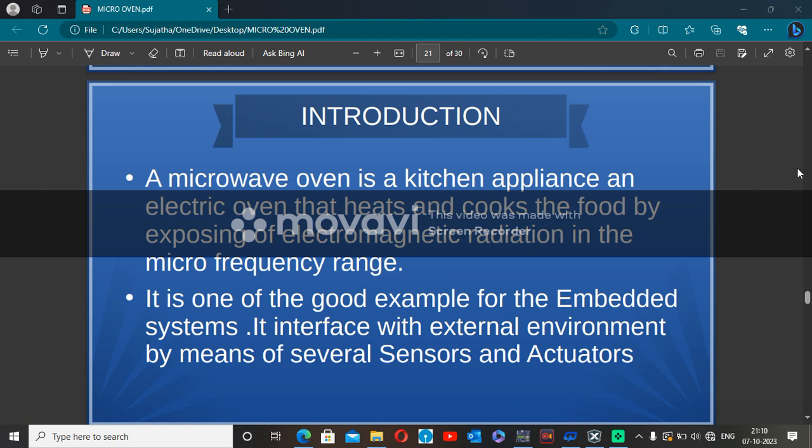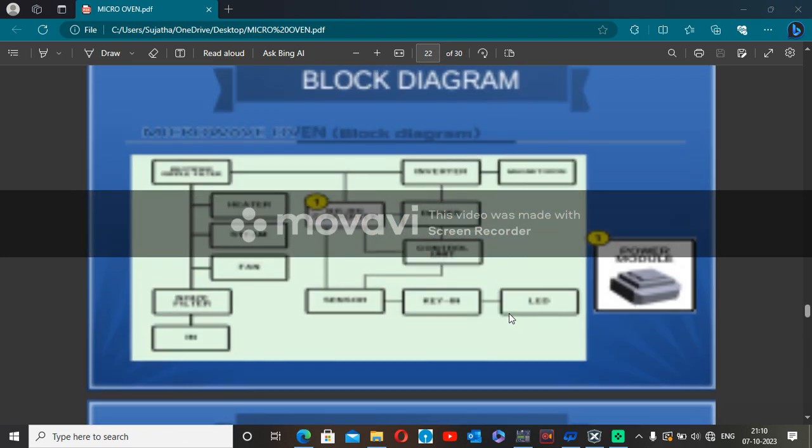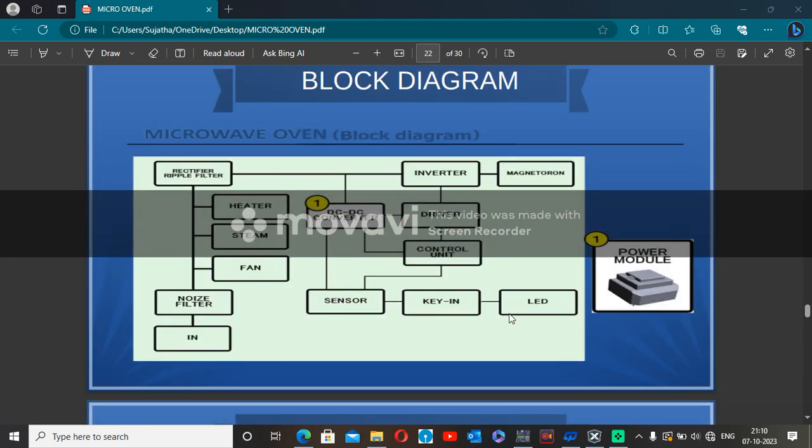Coming to the block diagram of the main project, here is the block diagram of the project. Here is a magnetron which gives a supply to the microwave oven, and there will be a heater, steam, and fan for cooling purposes. There are many sensors and drivers which control the process of the microwave oven. This is a brief explanation of the block diagram.